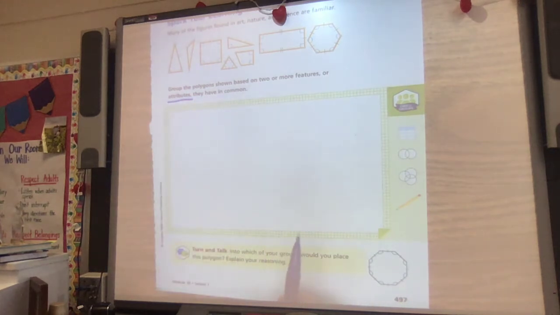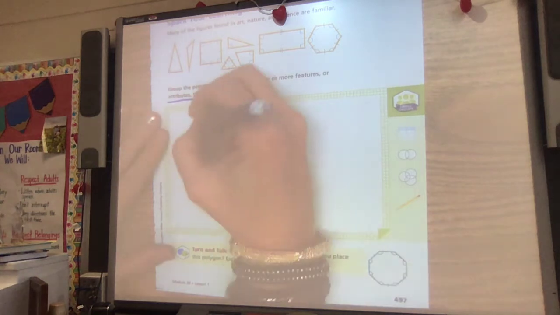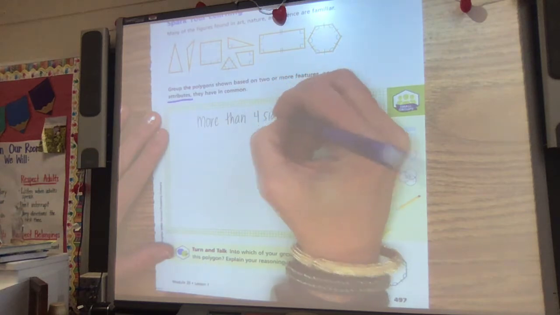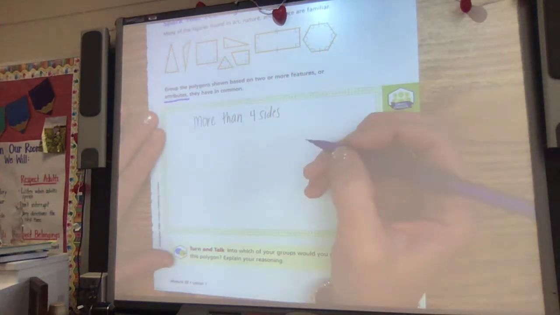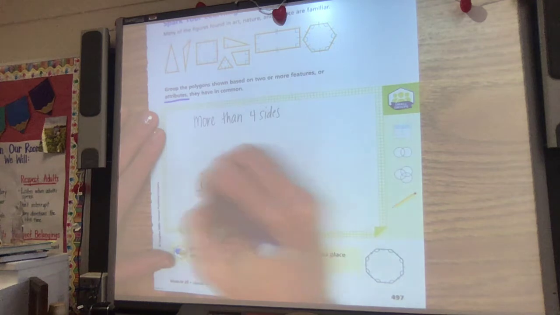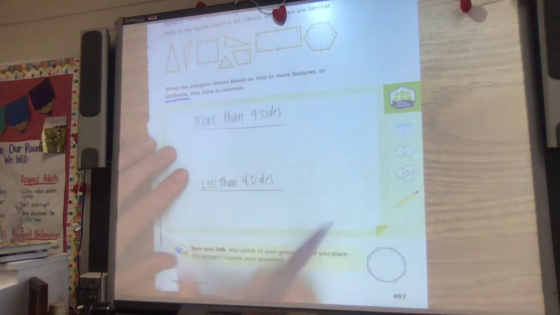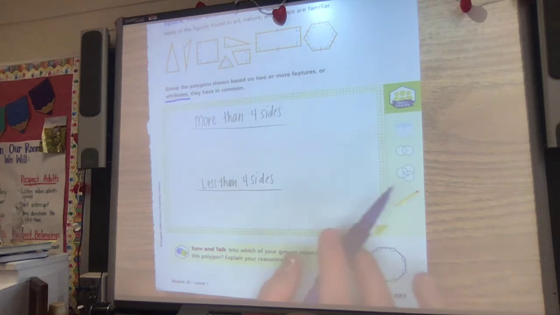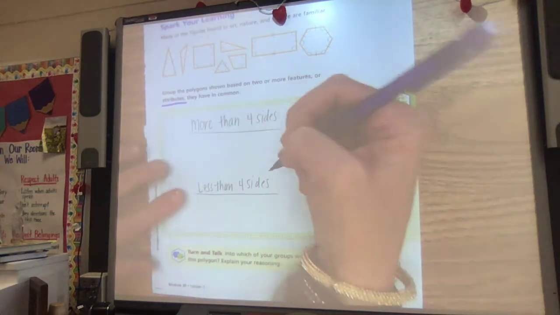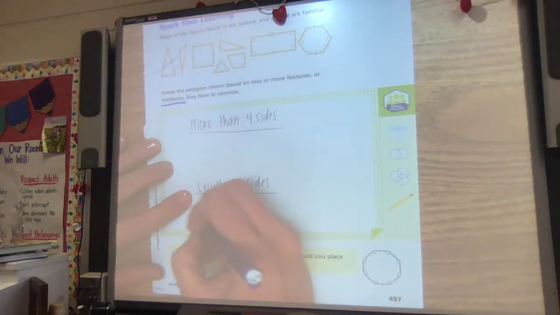All right, so I think I'm going to classify mine as more than 4 sides and less than 4 sides. And I'm just going to list them. You could make a Venn diagram if you wanted to, or a table. So I'm going to draw those figures. So this one has less than 4 sides. So I'm going to draw it right here.